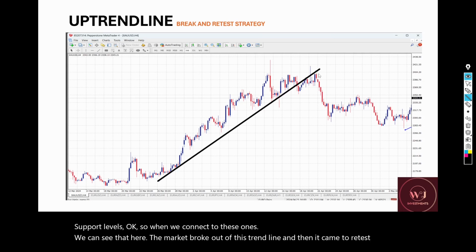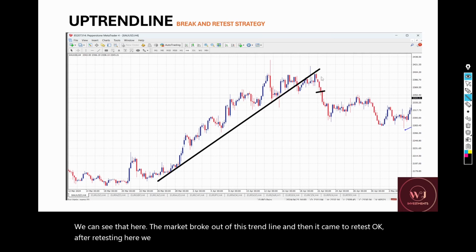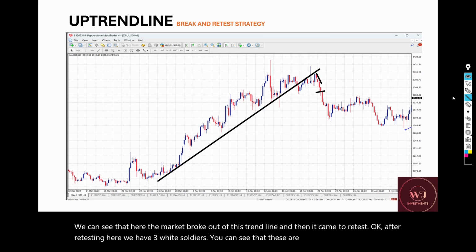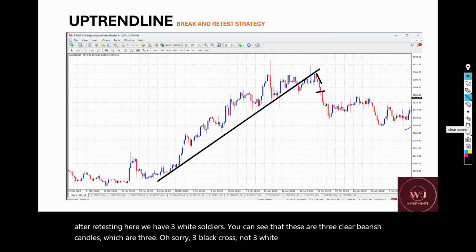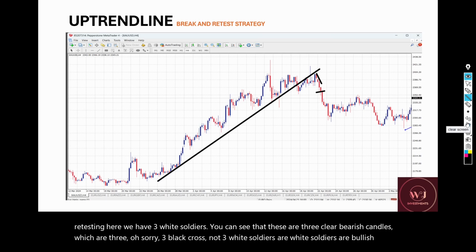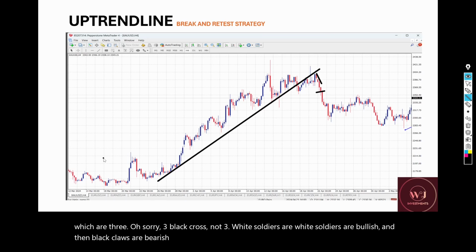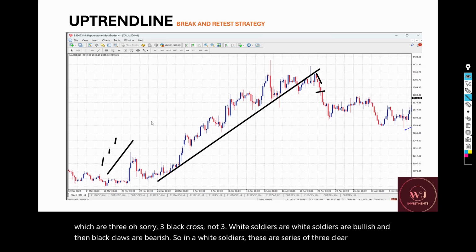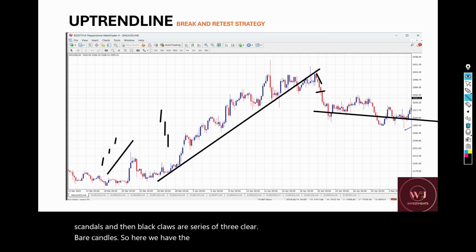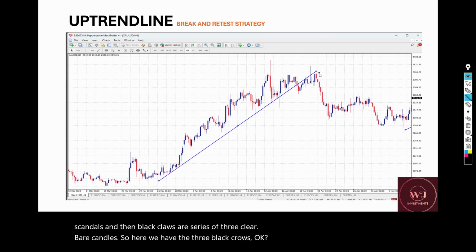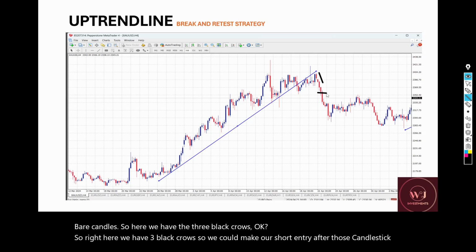After retesting, here we have three white soldiers. You can see that these are three clear bearish candles, which are three black crows, not three white soldiers. White soldiers are bullish and black crows are bearish. White soldiers are a series of three clear bullish candles, and black crows are a series of three clear bearish candles. So right here we have three black crows, so we could make our short entry after those candlestick patterns, and then we catch a wave down.